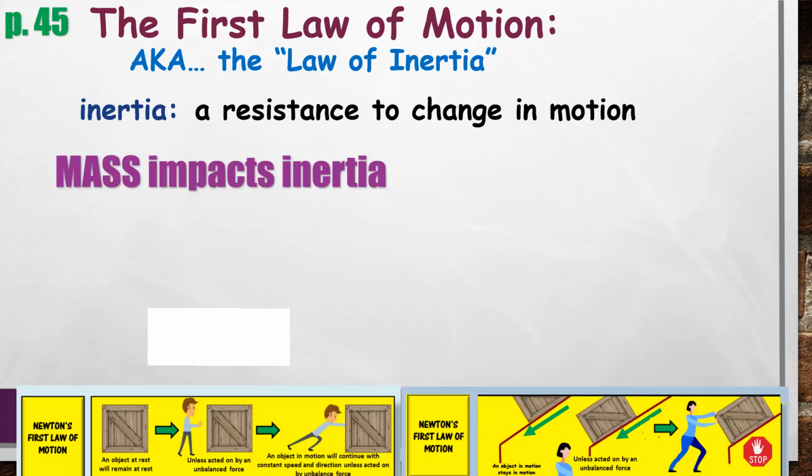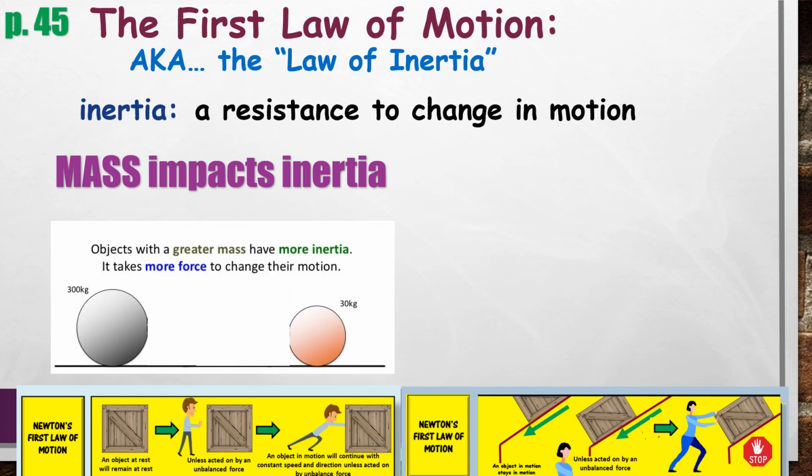When we look at how mass is going to impact the first law of motion, then, right? Hopefully it would make sense that if we have a greater mass, then more force is going to be applied to get an object to move. So we have two different boulders here. We have one boulder that's 300 kilograms, and we have one that's 30 kilograms.